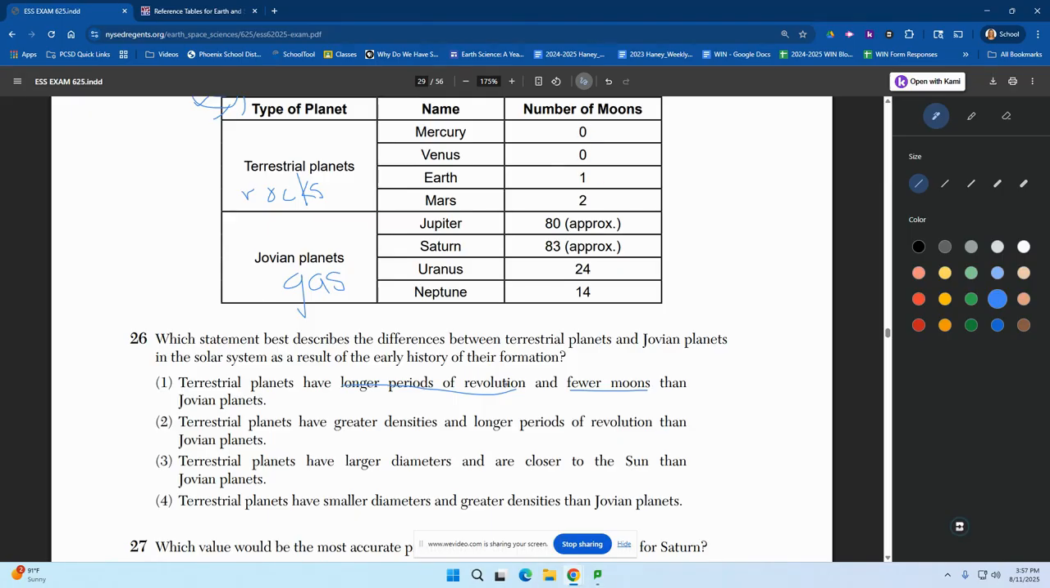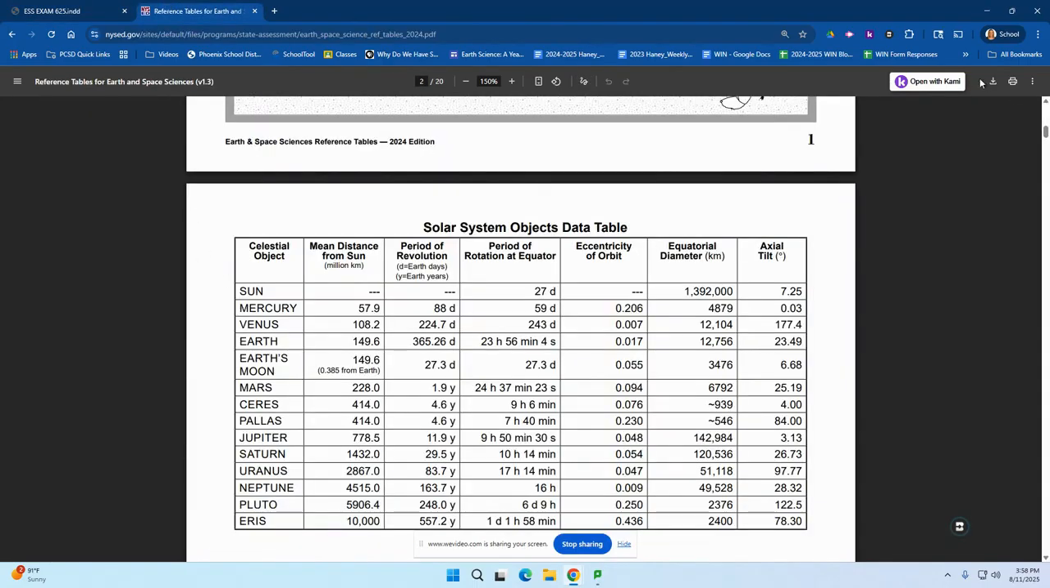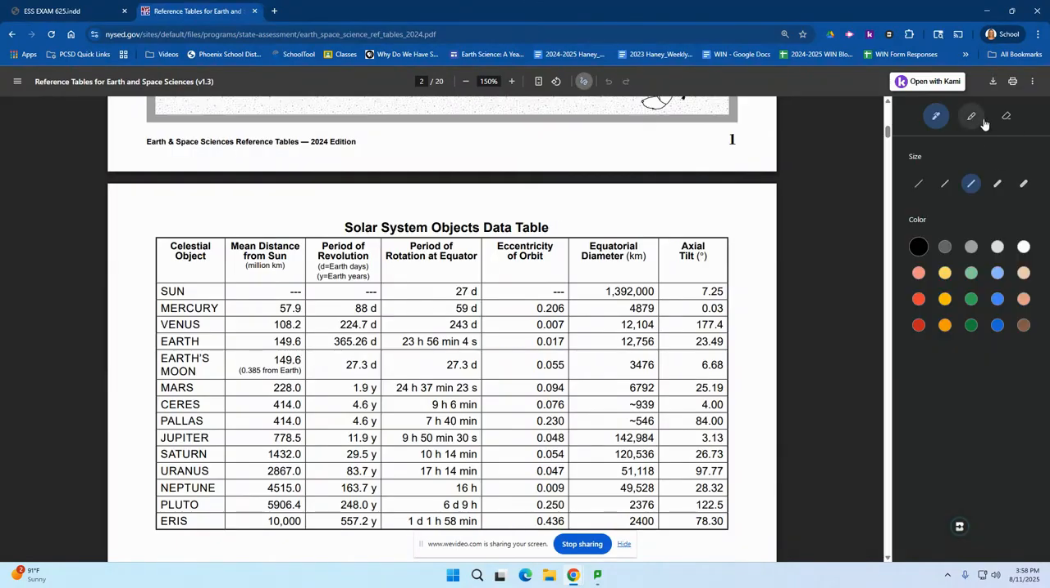So I'm going to look. Terrestrial planets is what they're talking about, and they said they have fewer moons. If I look, I see that terrestrial planets had 0, 0, 1, 2, and my Jovian planets had 80, 83, 24, and 14. So that is true. Terrestrial planets had fewer moons than Jovian. That checks out, so I'm going to put a little check mark there. And then for longer periods of revolution, I need to go to my reference table. I know that terrestrial are the first 4, Mercury, Venus, Earth, and Mars, and I'm going to look for period of revolution, which is on here.